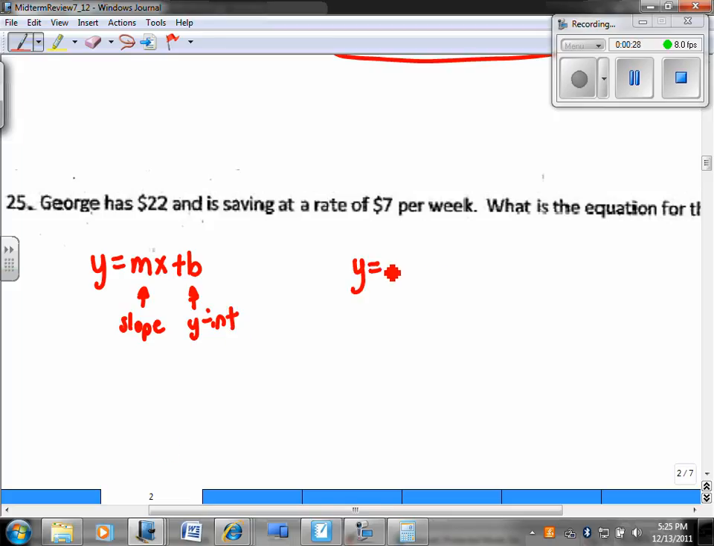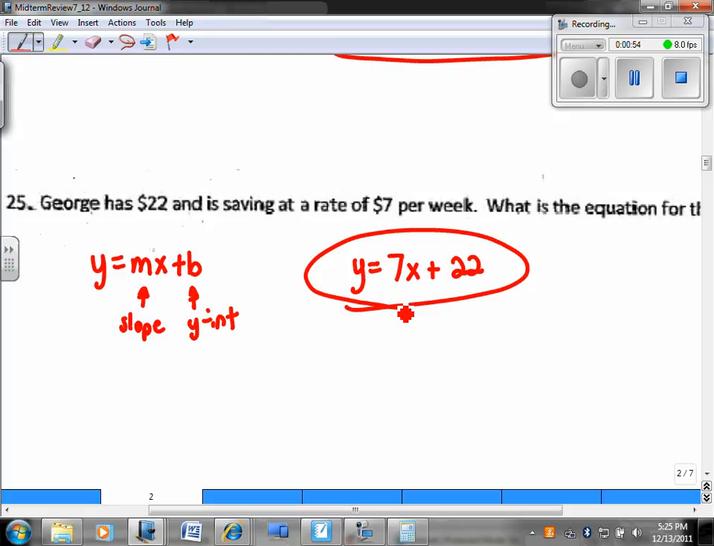So how much did George start out with? He started out with $22. So that's going to be our b. And he's saving at a rate of $7 per week. So our growth factor, our slope, is going to be 7. So we're going to have y equals 7x plus 22. Now, this is our equation.